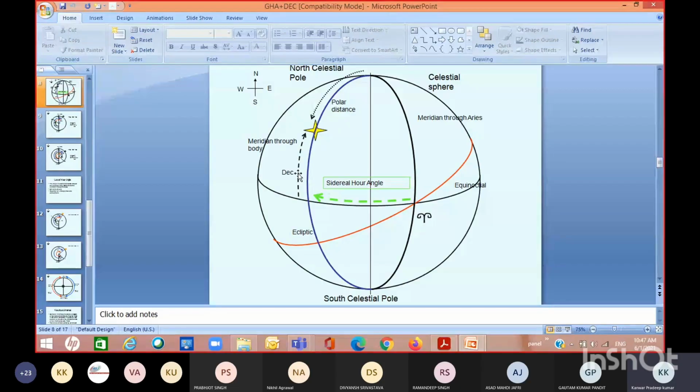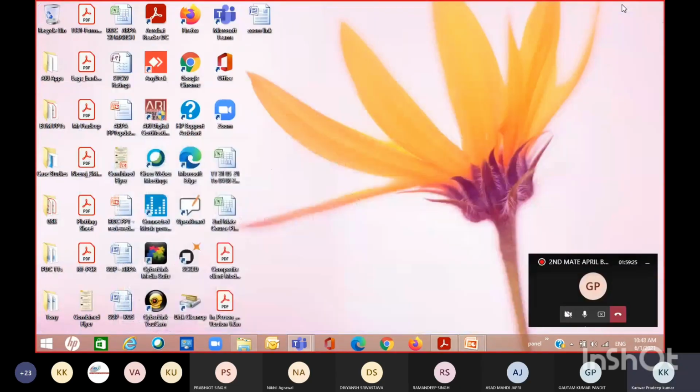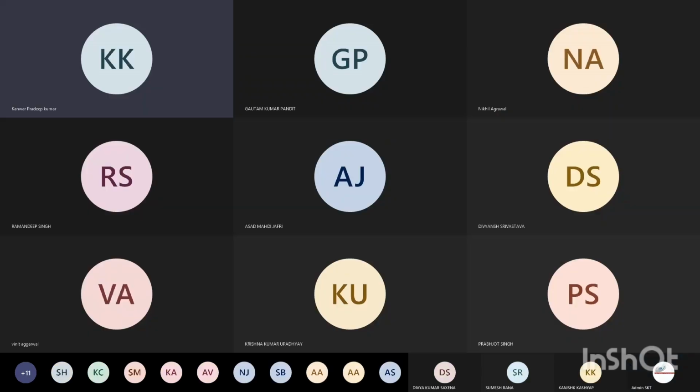So when we discuss the nautical almanac, we'll discuss everything in detail. Let me show you a video. There are two videos on the celestial sphere. Watch both of them very closely. I will stop in between so that I can explain to you also. But pay attention to each and every frame.